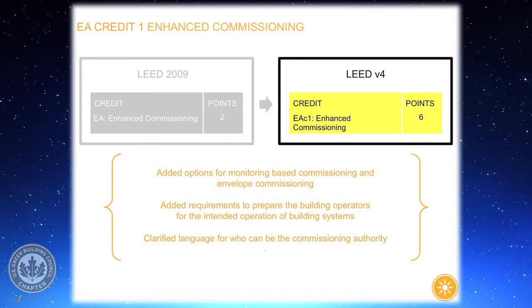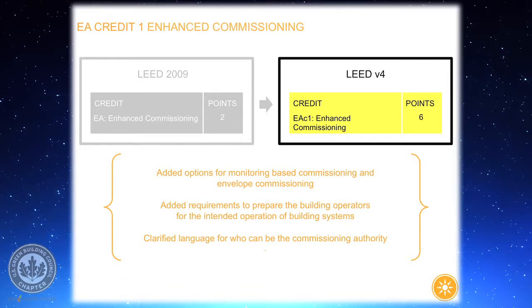EA Credit 1, Enhanced Commissioning. We've adjusted the points here and added two new options to this credit. One for monitoring-based commissioning, which is really rewarding a technology that's grown significantly over the past several years. And then another option for envelope commissioning and encouraging projects to address envelope as part of their commissioning scope.